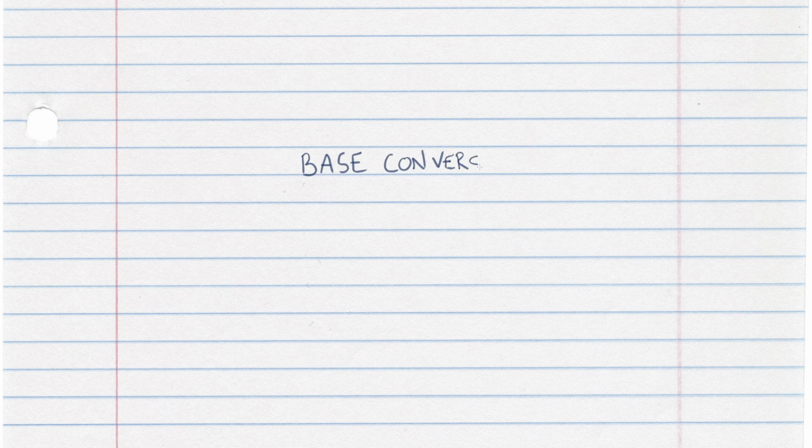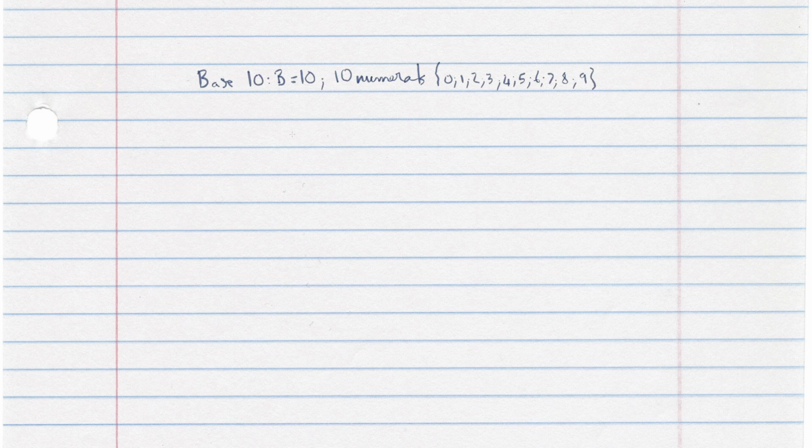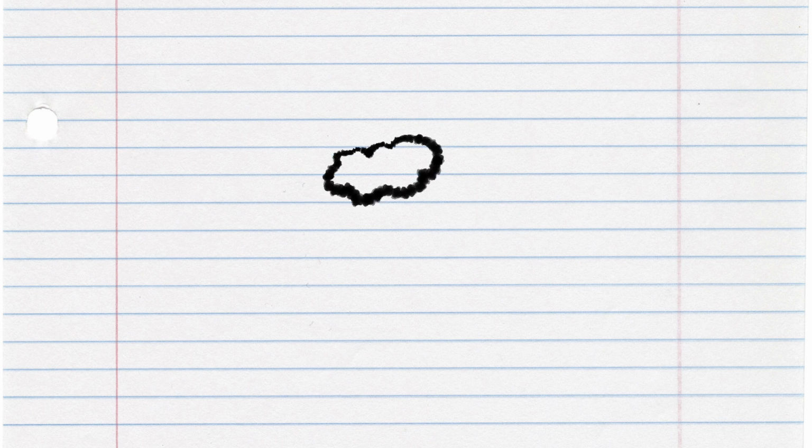Hello, so in this video I'm going to talk about base conversion. We are all familiar with base 10, where we have 10 numerals: 0, 1, 2, 3, 4, 5, 6, 7, 8, and 9. If I write the number 1234, it's 1000 plus 200 plus 30 plus 4, so that's 1 times 10 to the power of 3, 2 times 10 to the power of 2, 3 times 10 to the power of 1, and 4 times 10 to the power of 0. So we made a decomposition of powers of 10.